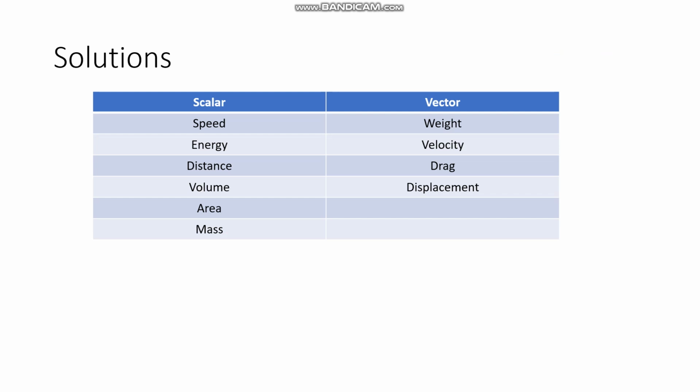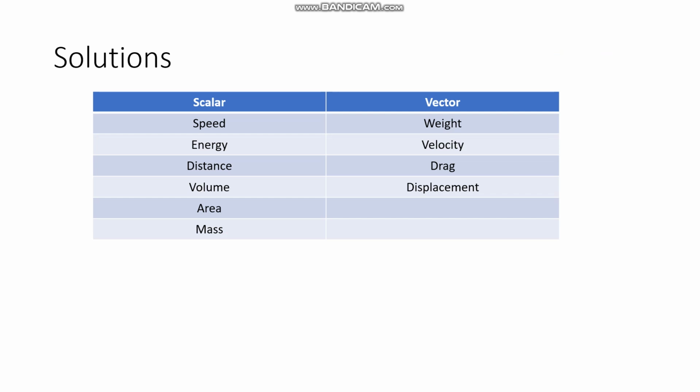Okay then, solutions. Scalar quantities, size only: speed; energy, measured in joules of course, is just an amount; distance, we've talked about a few moments ago, just a size, how many miles, how many meters; volume, a scalar quantity, so many millilitres, so many litres, so many meters cubed; area, meters squared, similarly; and mass, kilograms, a scalar quantity.